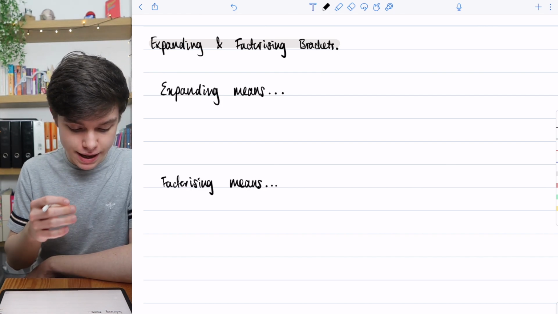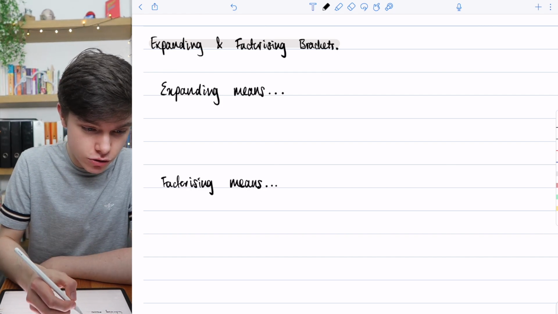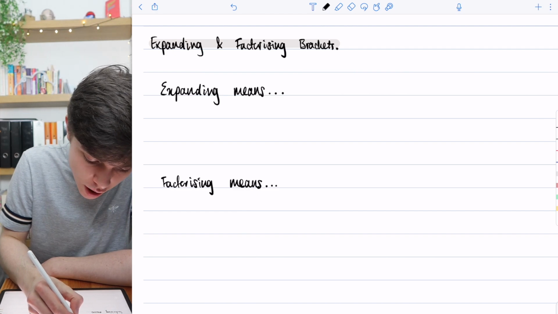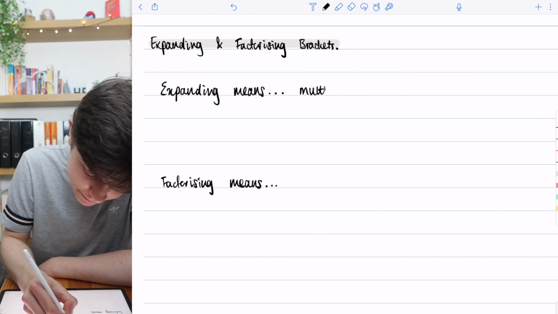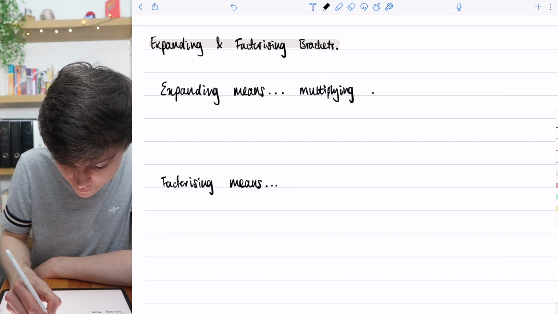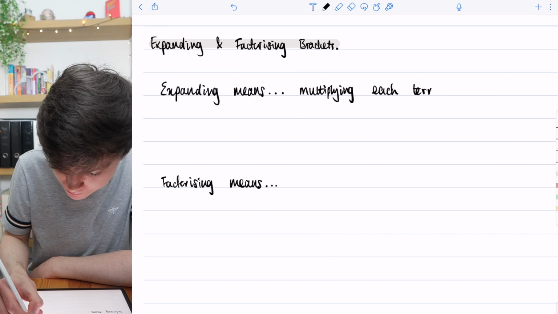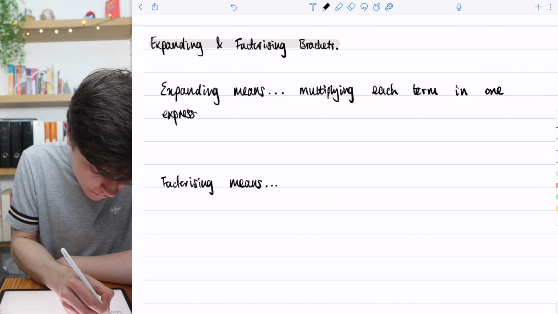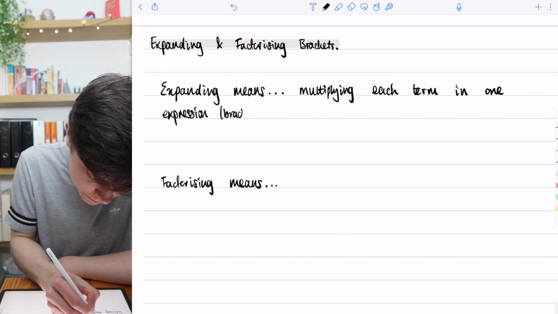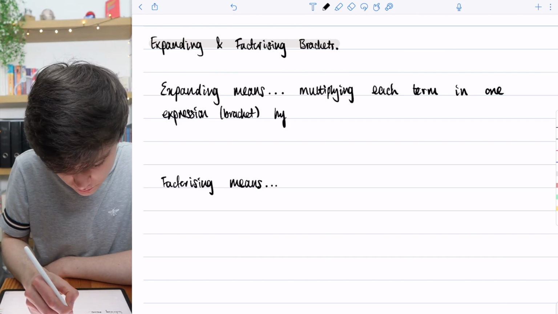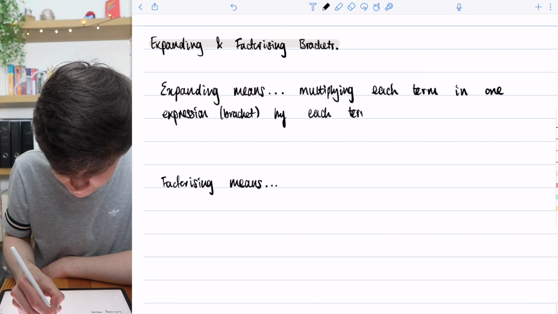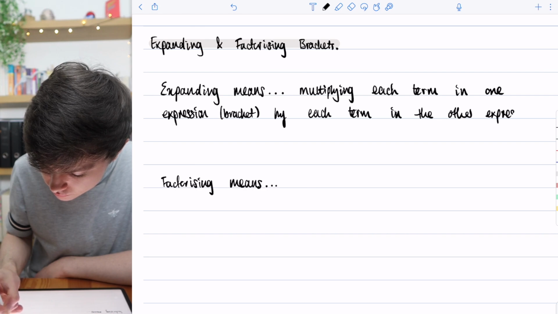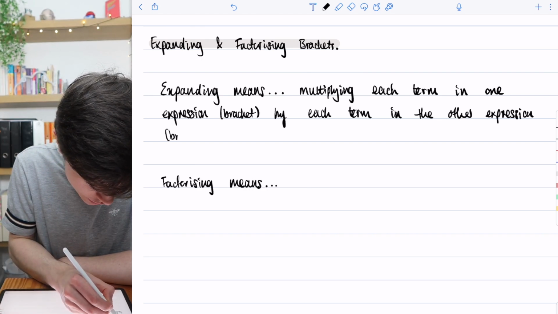Now, what we generally mean when we say expand is, and I'm going to quote this straight from the book, when we want to find the product of two expressions, expanding means multiplying each term in one expression, so in this case in one bracket, by each term in the other expression, and again in the other bracket.